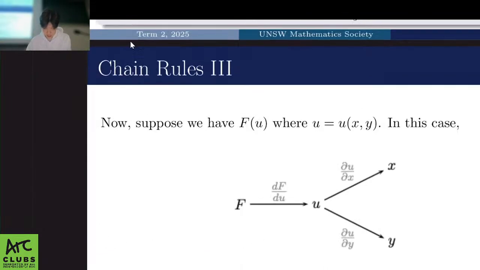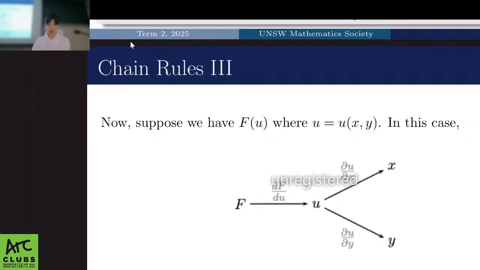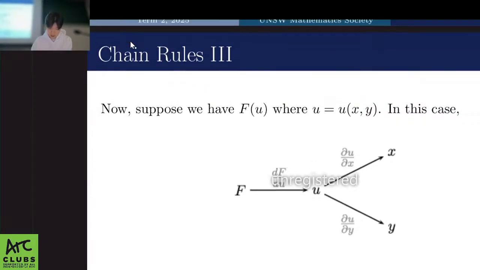So let's have a look at this one. So f is only in terms of u, but u splits off into x and y. That means if I want to find the partial f with respect to x, we have to go to u first, and then to x. If I want to go to y, we go to u, and then we go to y.